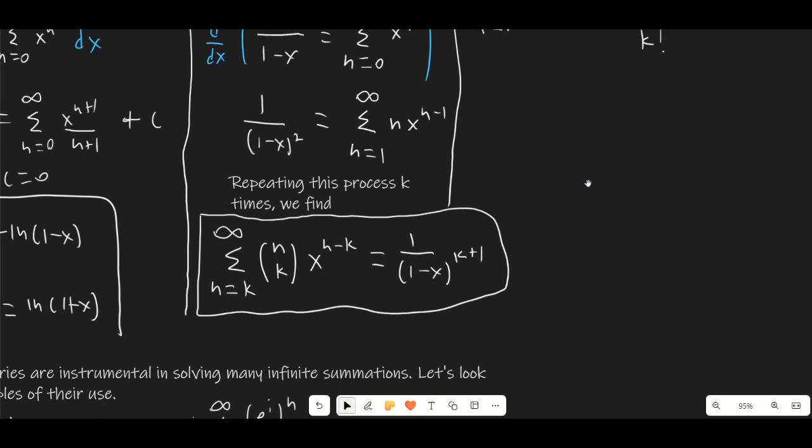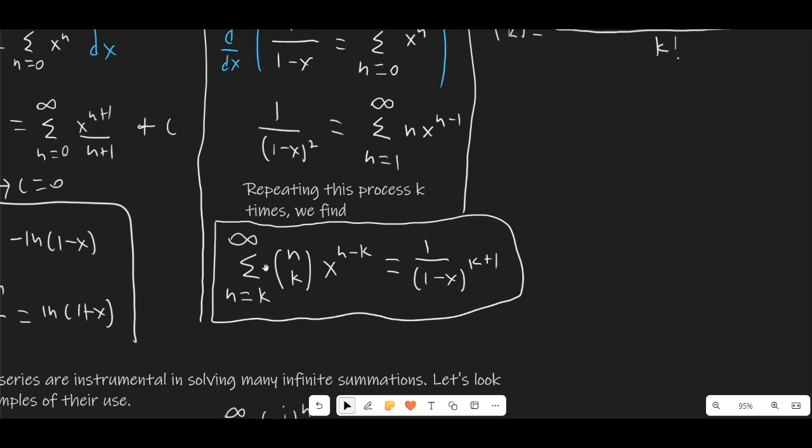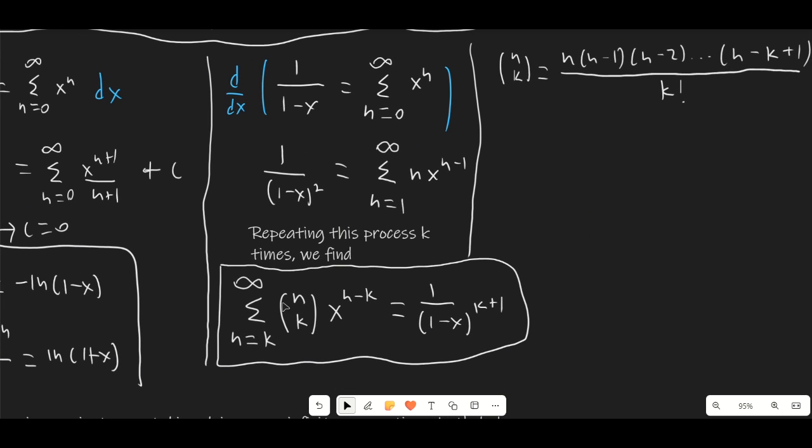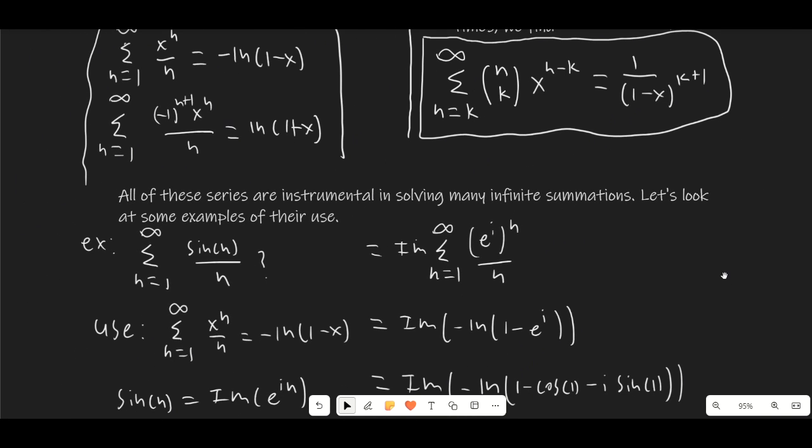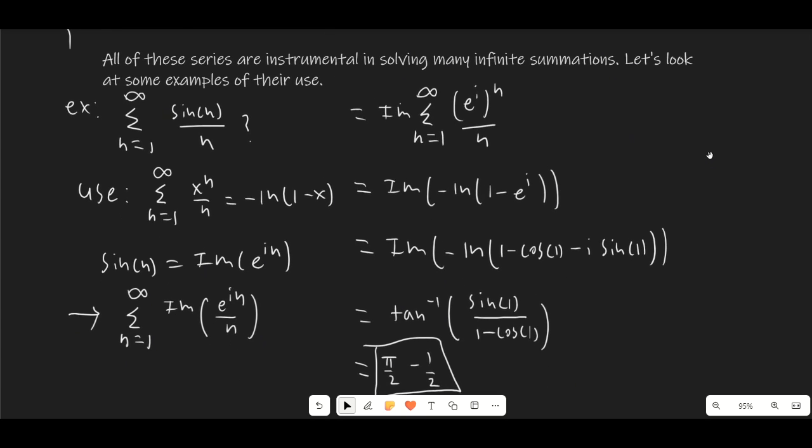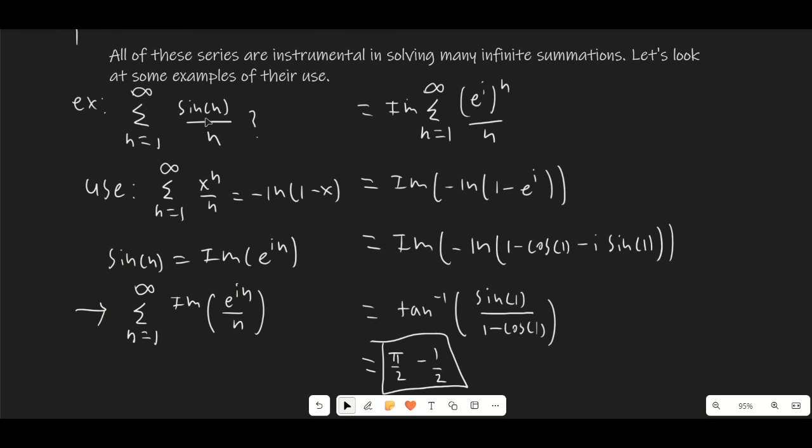So this is really helpful because if we ever have anything that looks like a combinatorial here, we can express it as just a power of 1 minus x. Also, if we have any polynomial in n times a power of x, then we can rearrange that polynomial into expressions in terms of n choose k, and then figure out the summation from there. So I'll go over an example of that in a moment. So all of these series are instrumental in solving many infinite summations. Let's look at some examples of their use.